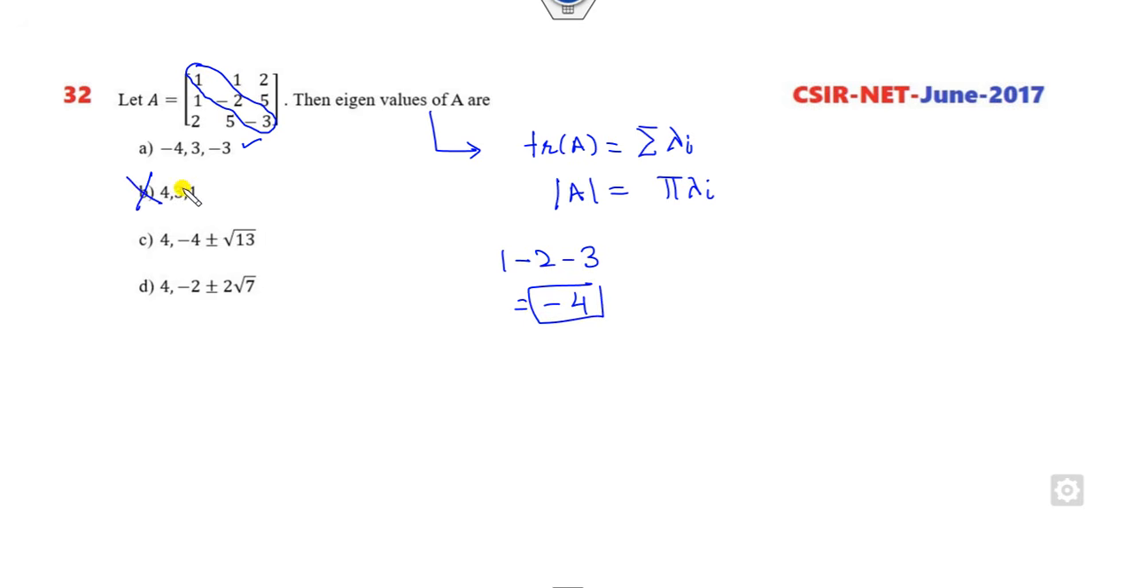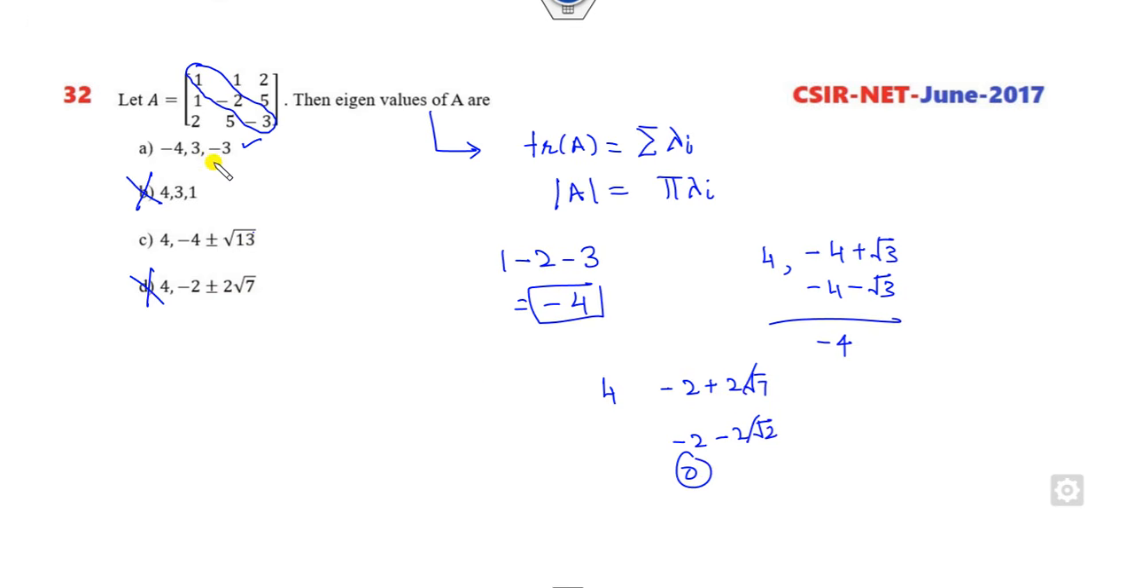The sum is not minus 4 for this option, because the eigenvalues are these. If you add them, it will be 4 minus 2 plus root 7, minus 2 minus root 7, so the sum will be 0. So now out of these two options, one is the correct one.